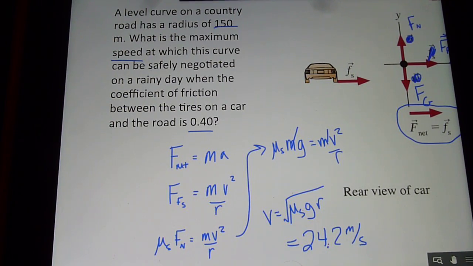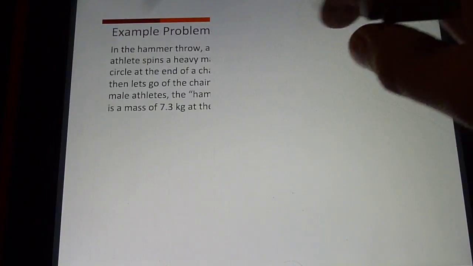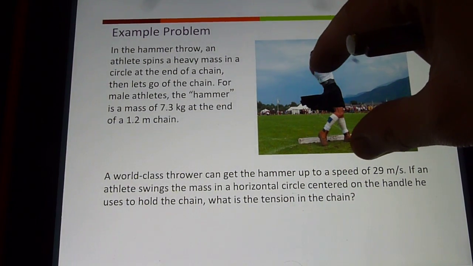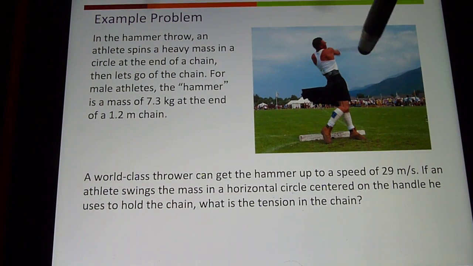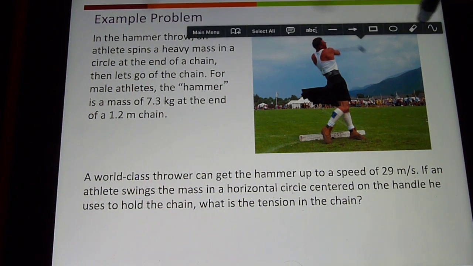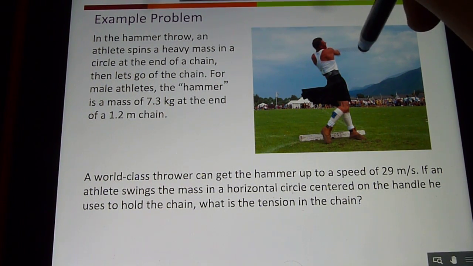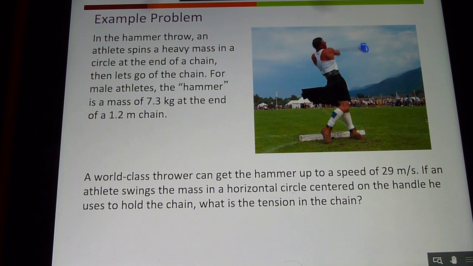Let's do one more problem that just looks a little bit different. We still have uniform circular motion. For a hammer throw, this is the exciting track and field event where you have the massive sphere on the end of something like a chain. We'll see in this problem why it needs to be a chain and not a typical string or rope. We zing it around and around and around, and then we let go and it goes flying off onto the field.